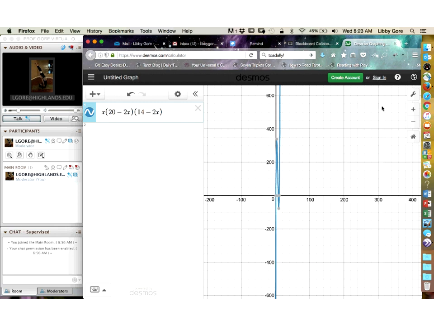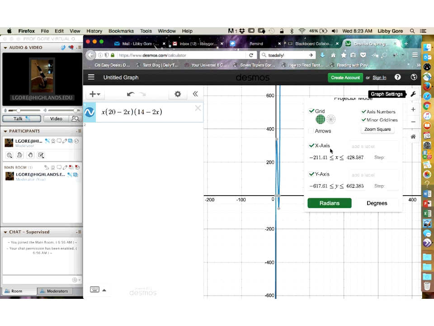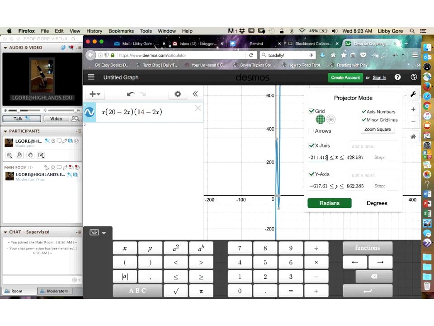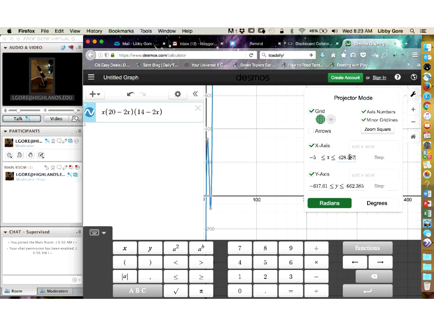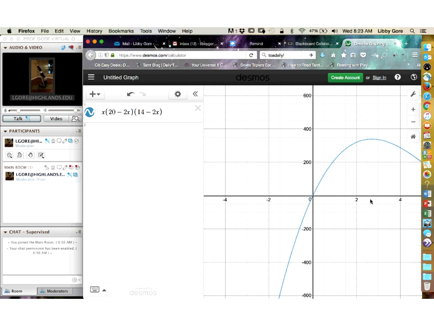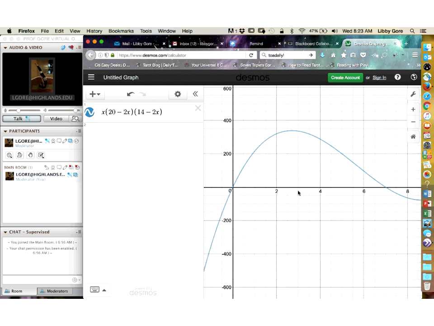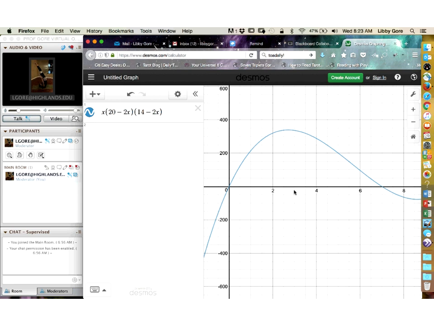Whoa. Okay. So let's spread the x-axis out a little bit so we can get a clearer picture. Looks like we only need to go from negative 5 to 5. Alright, so if we want to maximize the volume of the box top, we need to find this maximum point here.